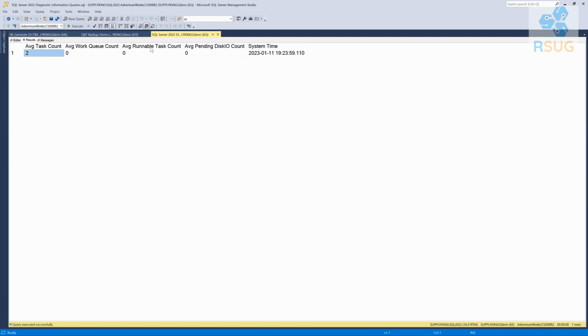And then if you see average runnable task count above 0, that means you've got runnable tasks that are waiting for CPU time. And that usually means you're under CPU pressure. And then this is sort of obvious. If you see average pending disk IO count above 0, that means you're waiting on IO tasks to complete, and you're probably seeing poor IO performance. And so just by running this, you get a really quick idea of what SQL Server is most unhappy about.